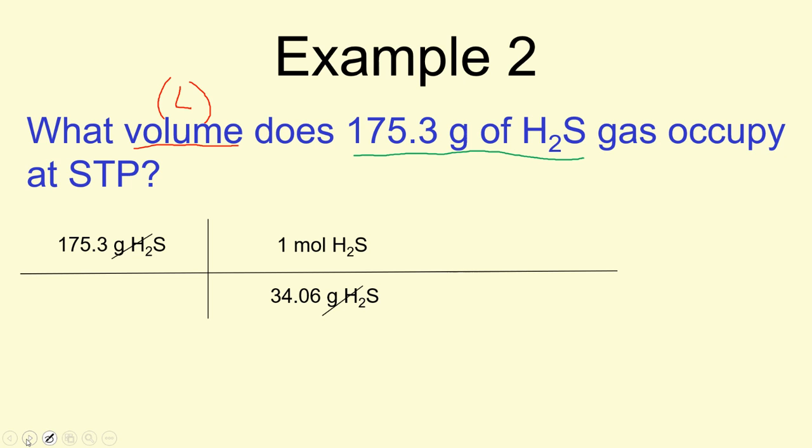That's not what they asked us for though. So we're going to add another train track. This time to go from moles to liters, we're going to say 1 mole of H2S is equal to 22.4 liters, which is the new conversion factor that we learned. Our moles cancel out. My final unit is liters. So I'm going to multiply across the top, multiply across the bottom, and divide. And so we see that that's going to come out to be 115.3 liters of the H2S gas.